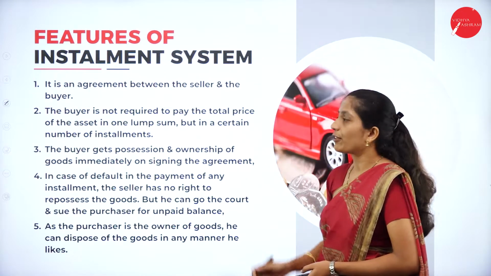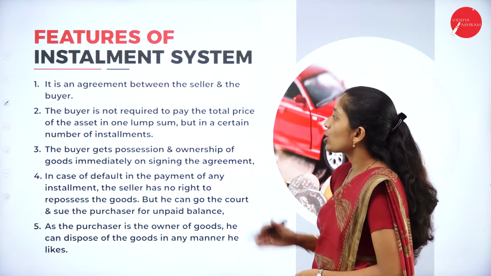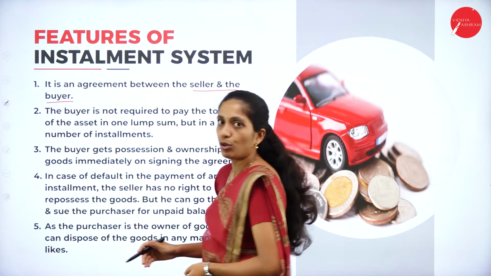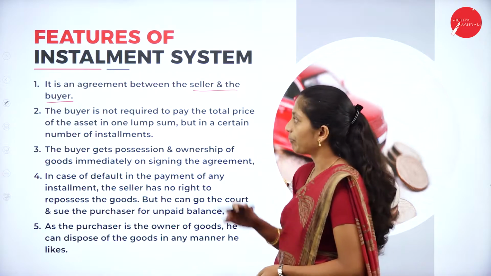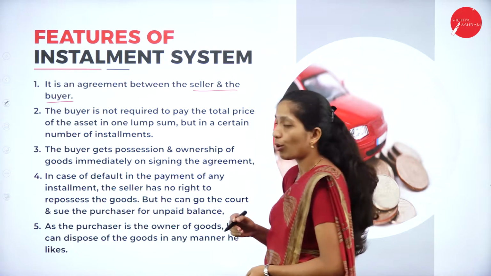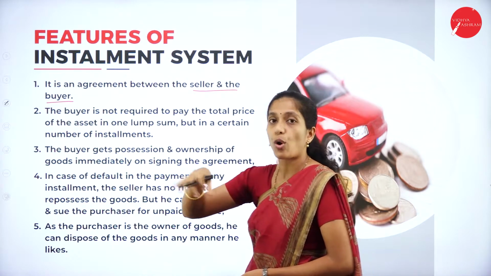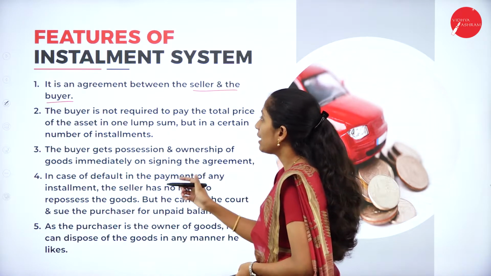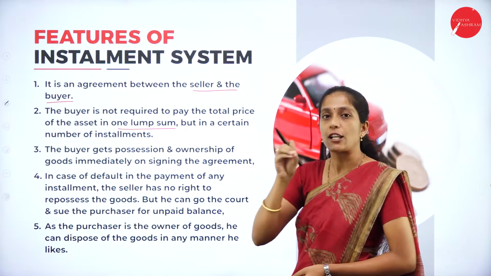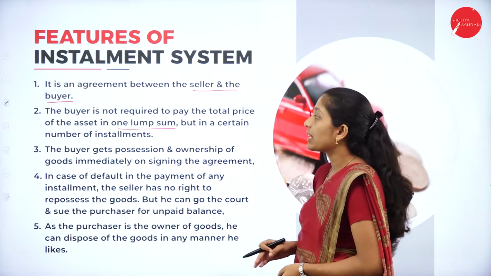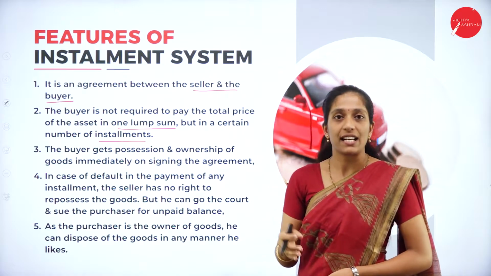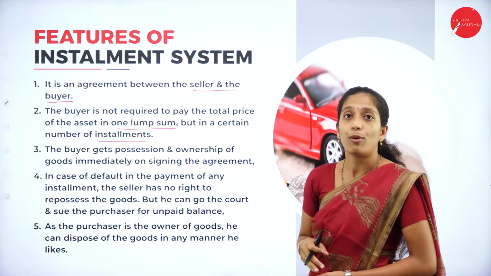Now let us see what the features of the installment system are. So it is an agreement between the seller and the buyer. So here there are two parties, the seller and the buyer. Now the second feature is that the buyer is not required to pay the total price of the asset, that is the total cash price of the asset, in one lump sum. So he does not pay the total cash price in one lump sum, but in a certain number of installments.